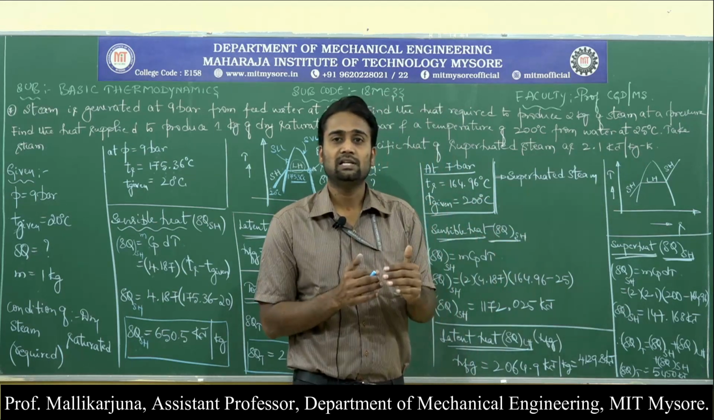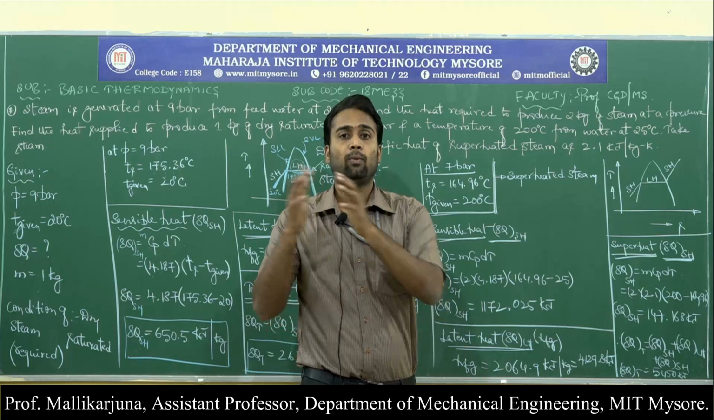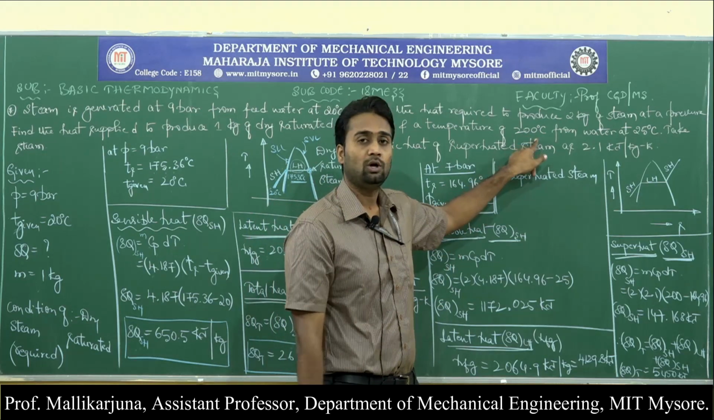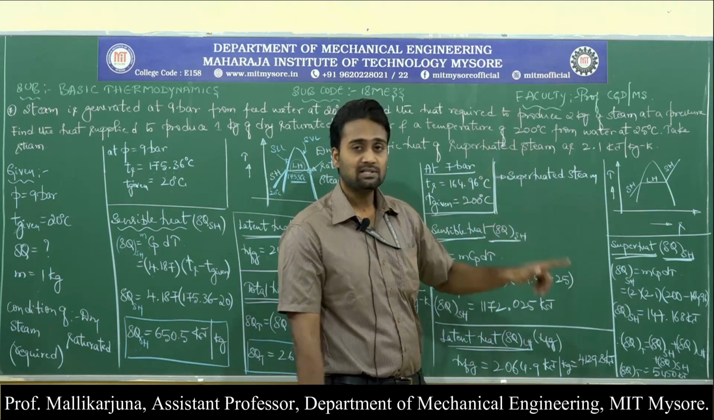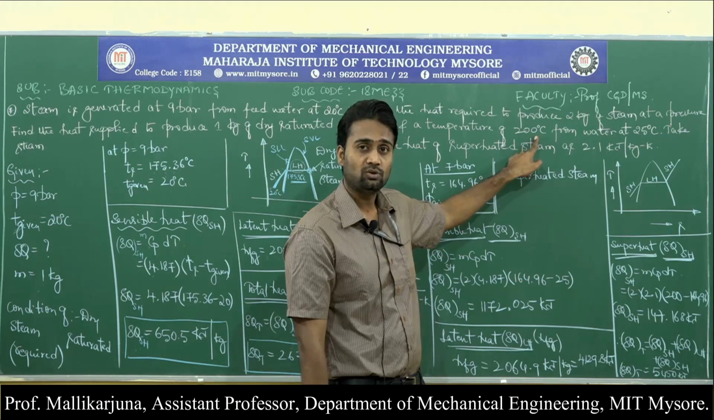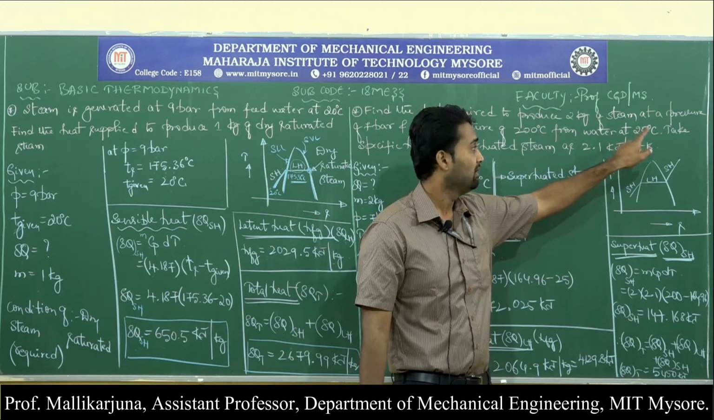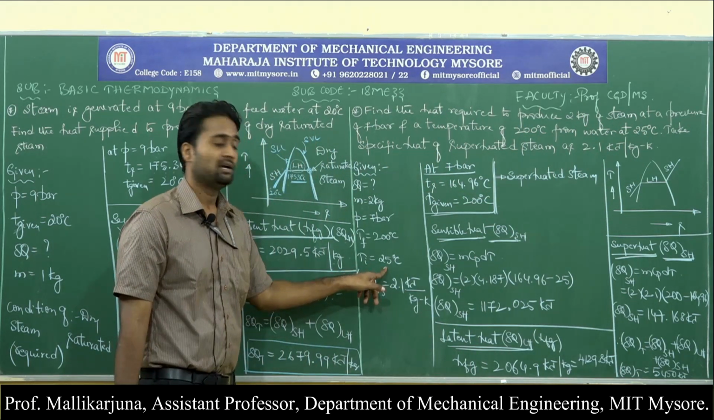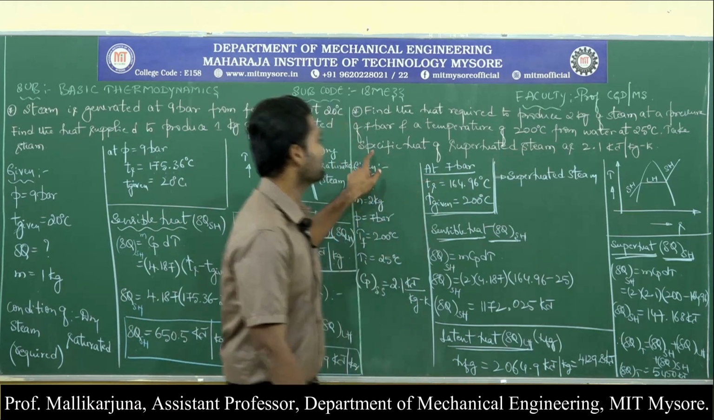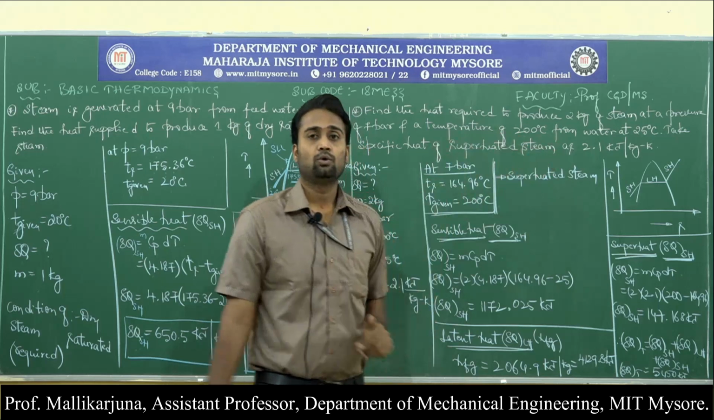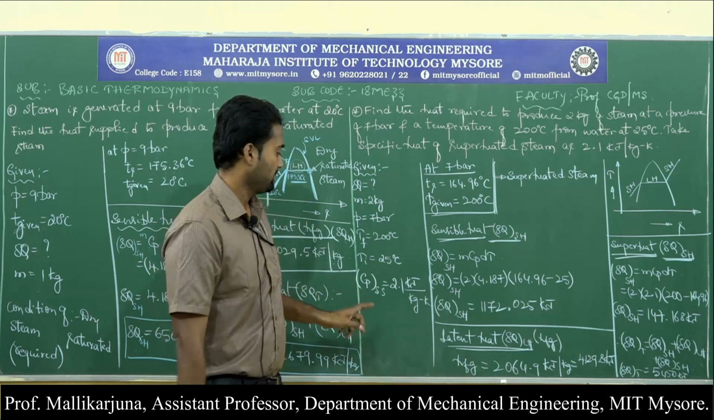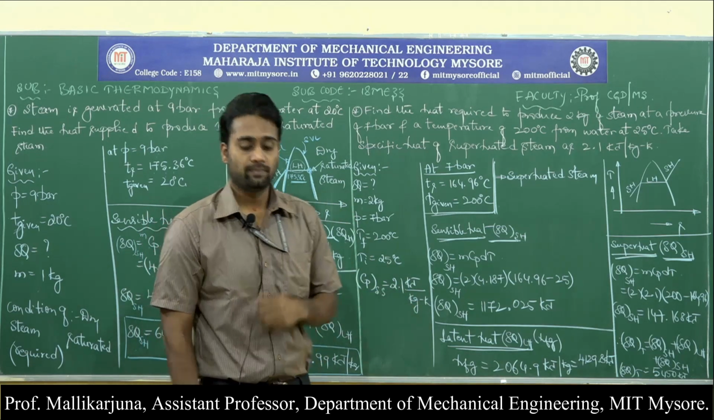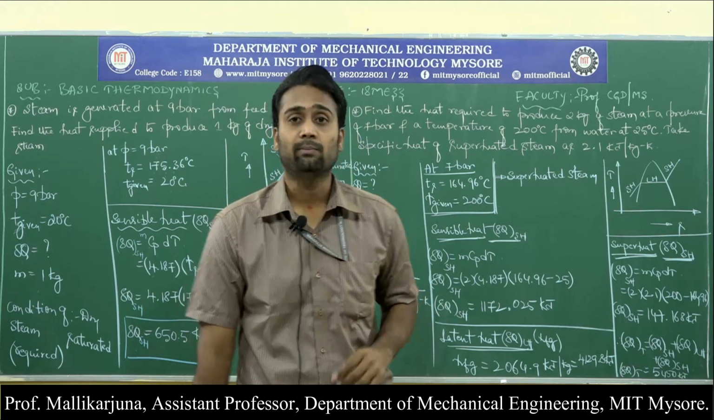In the sense, initially the substance is at 25 degrees centigrade. Upon the absorption of the heat at 7 bar pressure, its final temperature reaches to 200 degrees centigrade. That means given substance's final temperature is 200 degrees centigrade, given substance's initial temperature is 25 degrees centigrade. That is what I have written over here. T initial is 25 degrees centigrade. Take specific heat of the superheated steam as 2.1 kilojoules per kg Kelvin. So this is what is the given problem to us.